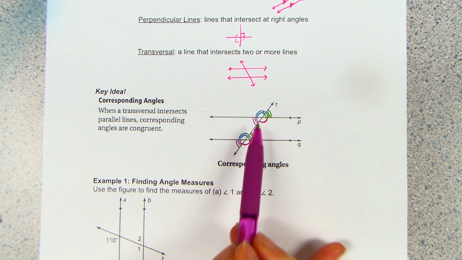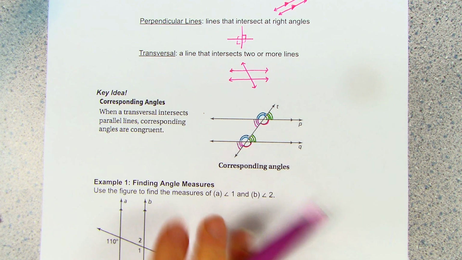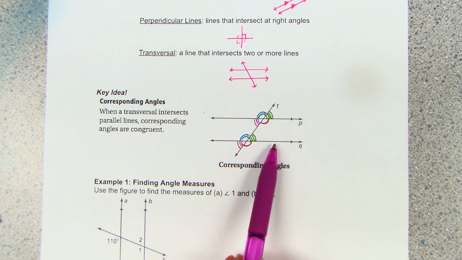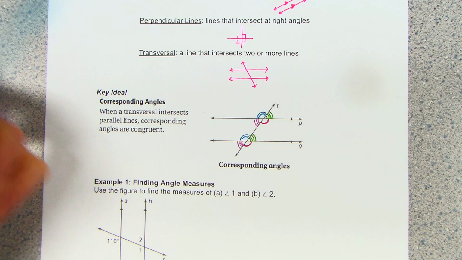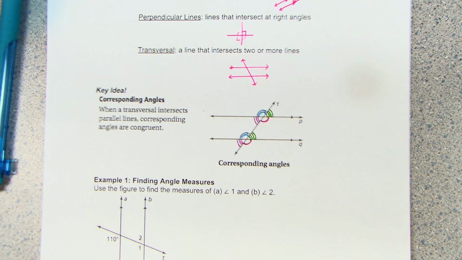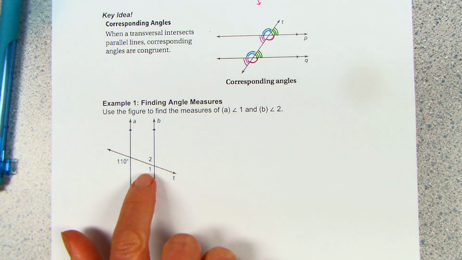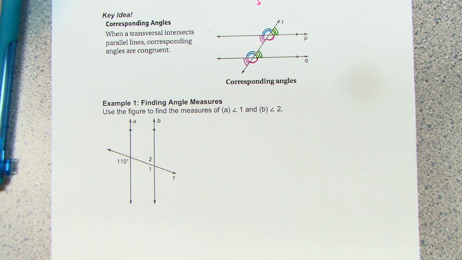All right. So showing that if you could just slide one on top of the other one, they would be corresponding. It's the same angle, just in a different spot, and they are equal to each other if the transversal is crossing those parallel lines. So then we can use this figure to find the measures of angle 1 and also of angle 2.